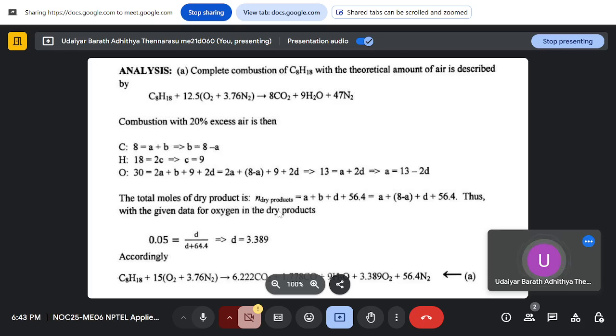So once D is known, we can find out A using the oxygen balance, and then substitute A for finding out B. Substituting that, we will get the final expression for the combustion equation. So 1 mole of octane reacts with 15 moles of air to give 6.222 moles of CO2, 1.778 moles of CO, 9 moles of water, 3.389 moles of oxygen, and 56.4 moles of nitrogen.